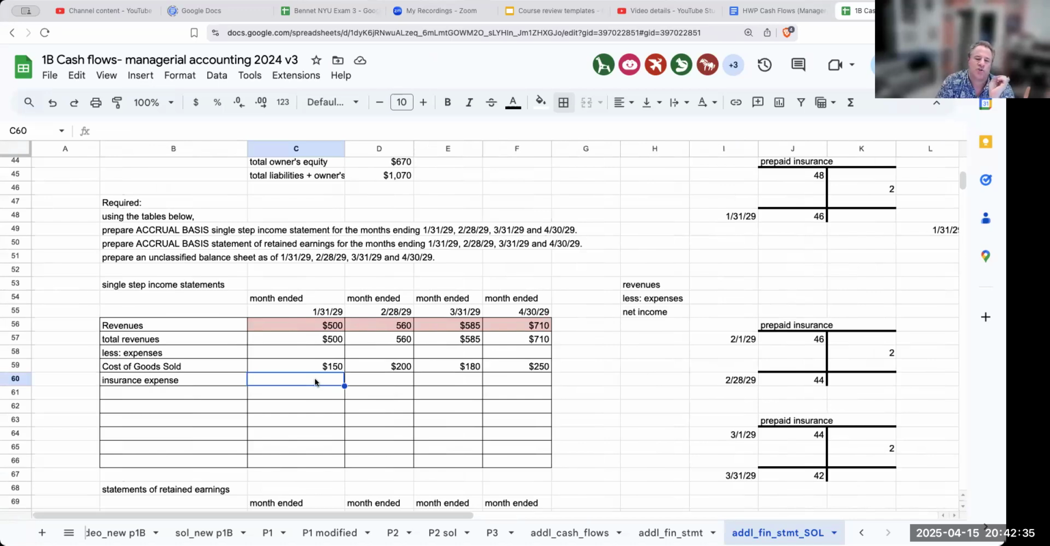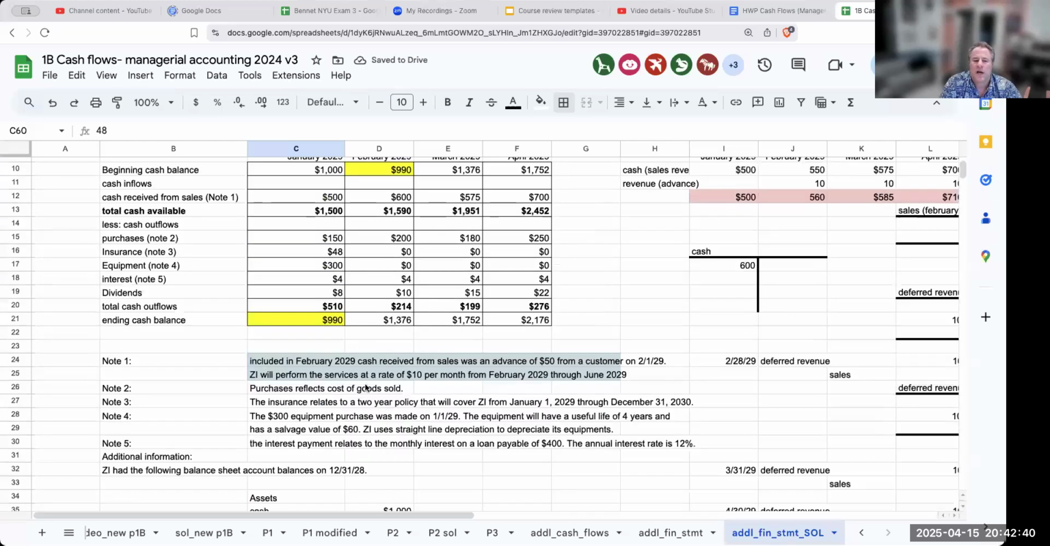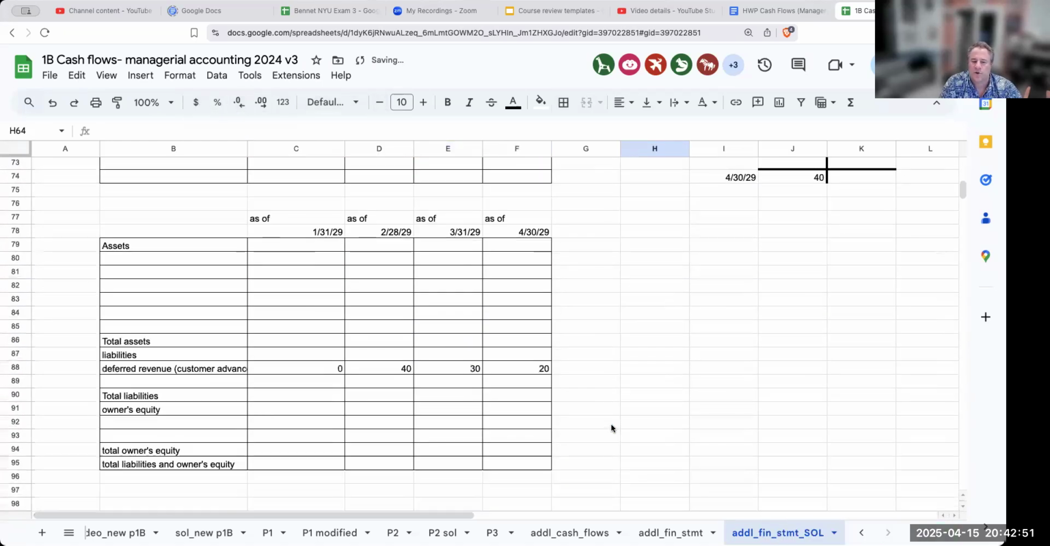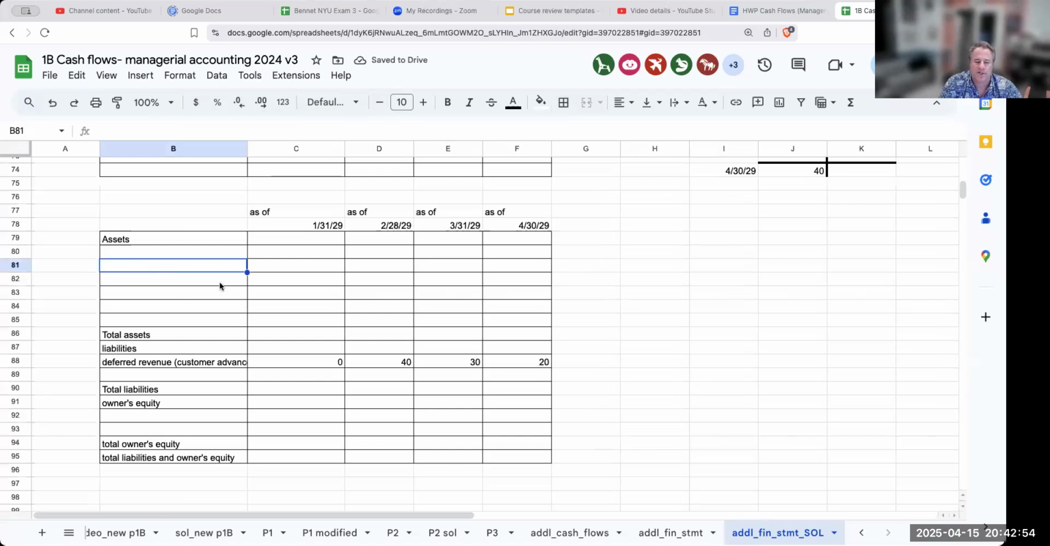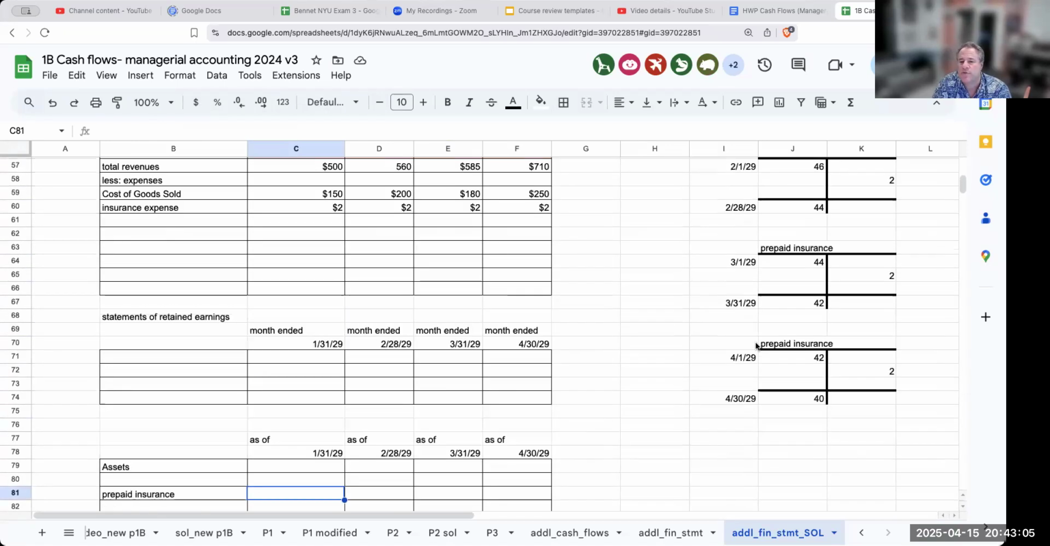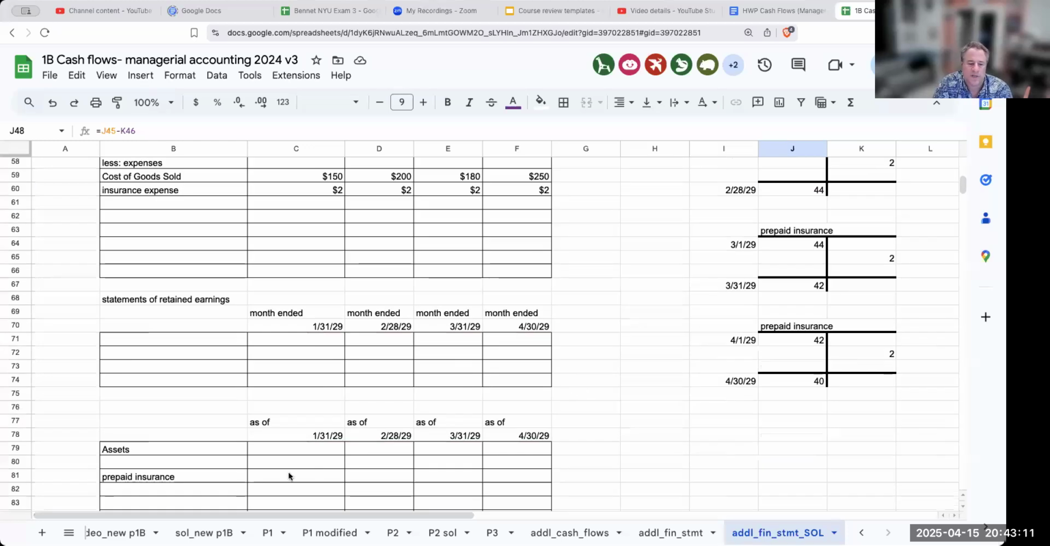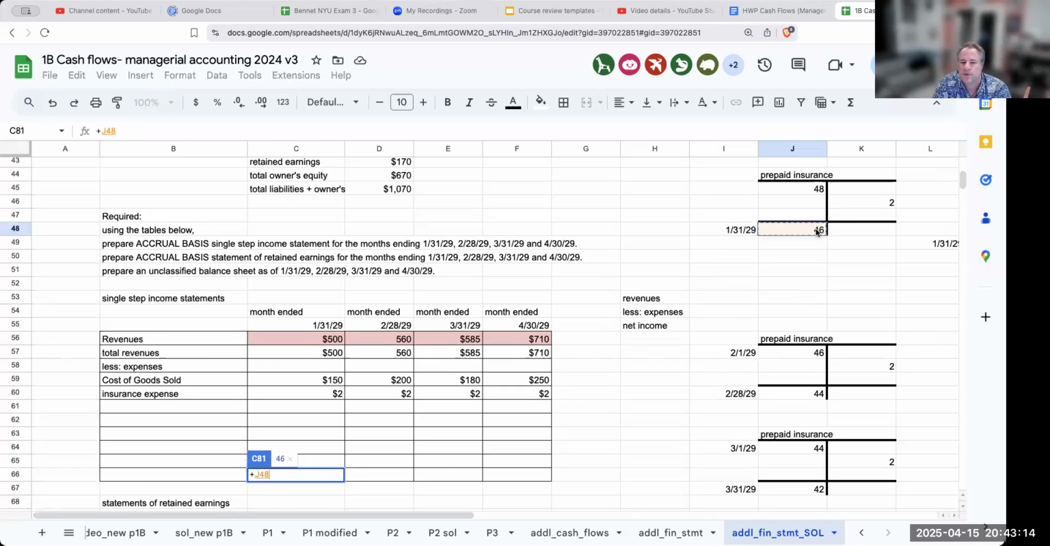So the amount of my insurance expense was not going to be 48. It's not the cash being paid. Rather, it's going to be 2,000 per month over each of those different months. Now, another thing I'm going to do is go to my balance sheet, and on my balance sheet, I'm going to record prepaid insurance. Again, this is going to give me big points. My prepaid insurance as of January 31st, 2029 is at 46.